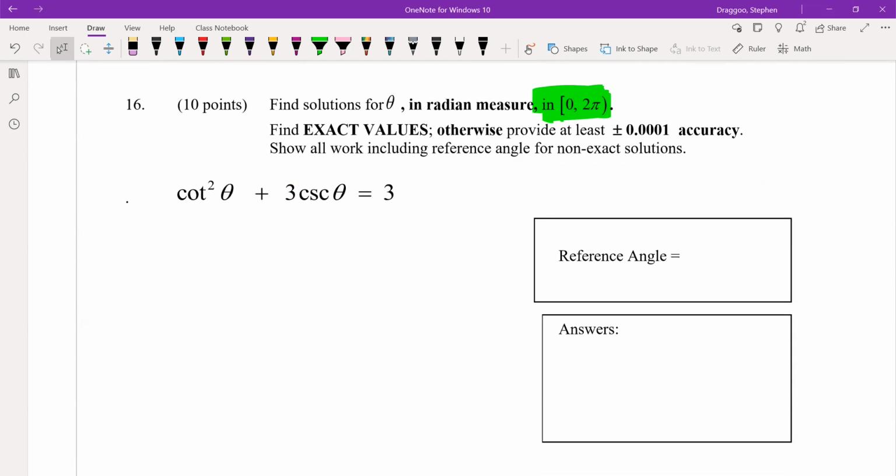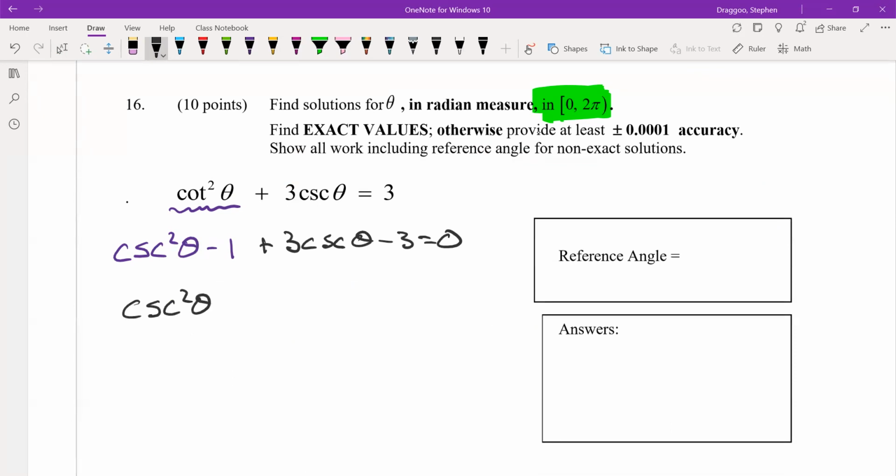So what do we got? Cotangent squared plus 3 cosecant theta equals 3. I've got too many trig functions in my equation. I have cotangent and I have cosecant. So I'm going to use a Pythagorean identity to change cotangent squared of theta to cosecant squared of theta minus 1, and leave the rest alone. Minus 3 equals 0. I'm also going to pull the 3 over, meaning I've got cosecant squared of theta plus 3 cosecant theta minus 4 is equal to 0.